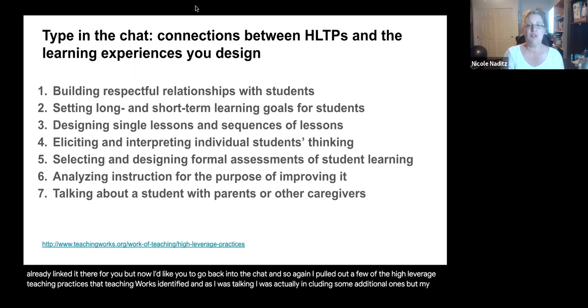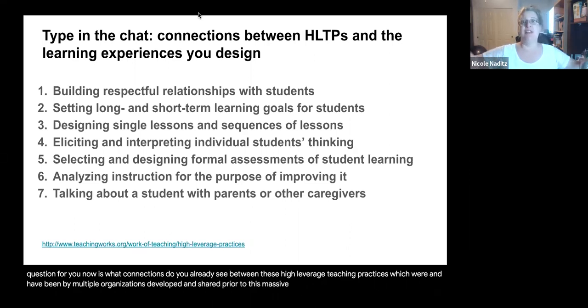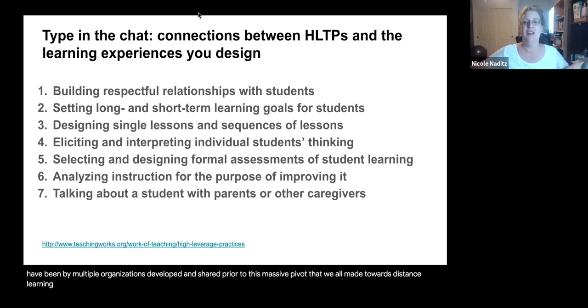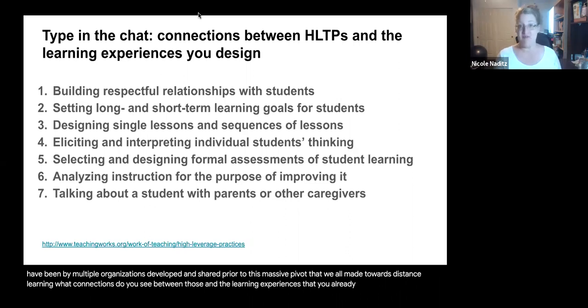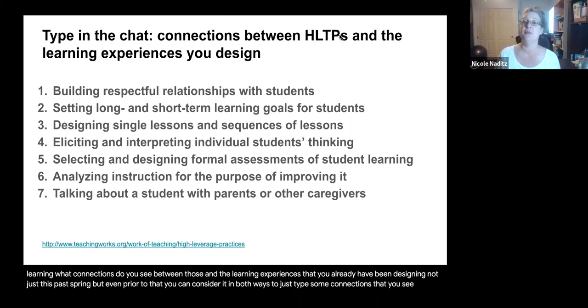But my question for you now is, what connections do you already see between these high leverage teaching practices, which were and have been developed and shared by multiple organizations prior to this massive pivot that we all made towards distance learning? What connections do you see between those and the learning experiences that you already have been designing, not just this past spring, but even prior to that? So you can consider it in both ways. Take another minute or two in the chat to just type some connections that you see.